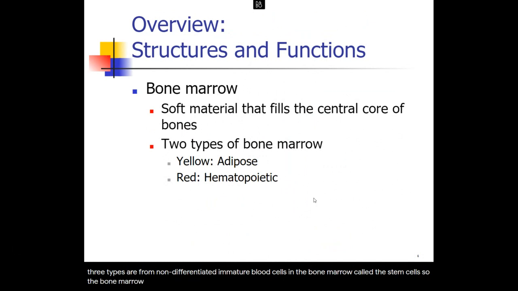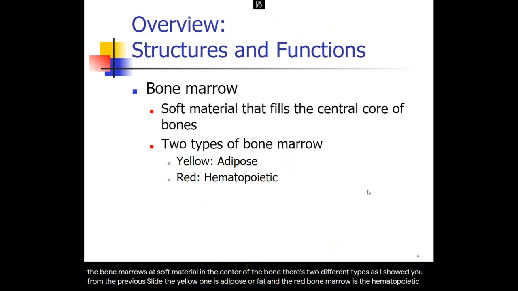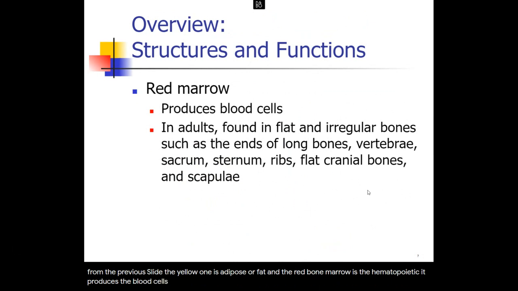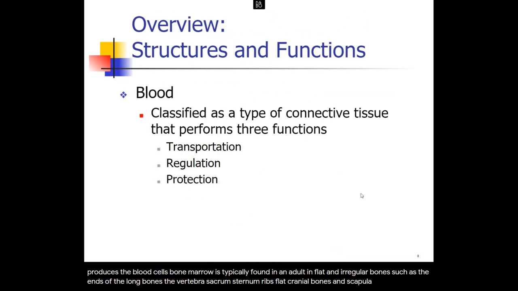So the bone marrow is that soft material in the center of the bone. There are two different types, as I showed you on the previous slide. The yellow one is adipose, or fat, and the red bone marrow is the hematopoietic bone marrow. It produces the blood cells. Bone marrow is typically found in an adult in flat and irregular bones, such as the ends of the long bones, the vertebrae, sacrum, sternum, ribs, flat cranial bones, and scapula.